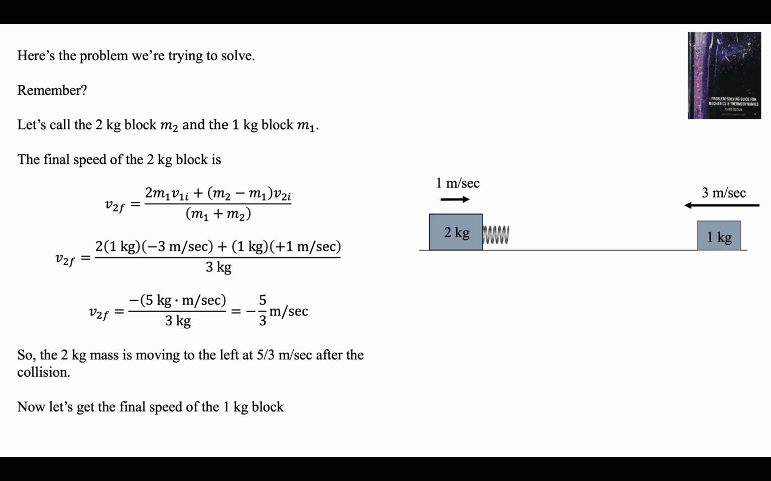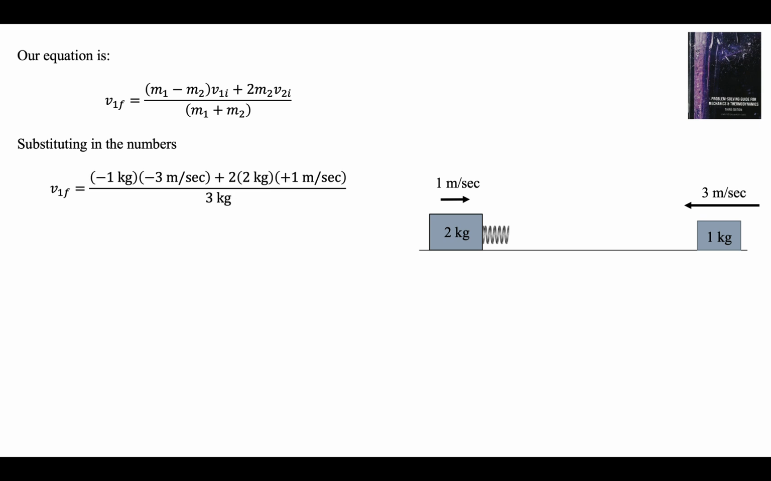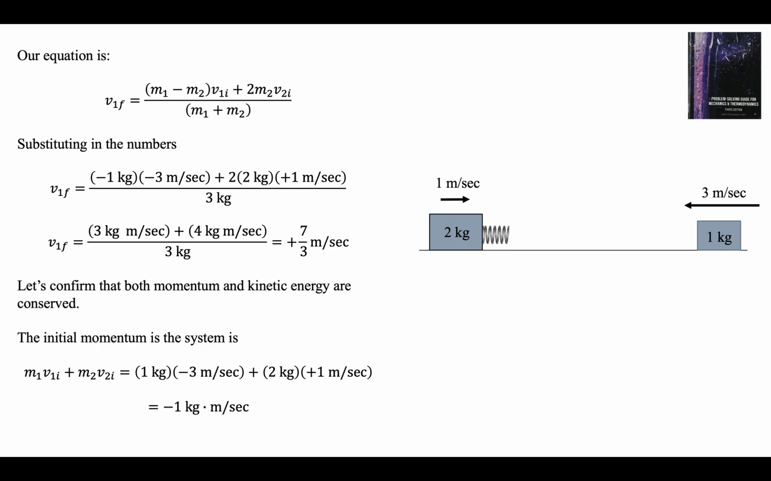Now the 1 kilogram block. Here's the equation. We can substitute in the numbers, and we get plus 2 1/3 meters per second, plus 7/3 meters per second. So the 1 kilogram block collides and bounces back. It's going to the right. Now let's confirm that both momentum and kinetic energy are conserved. The initial momentum in the system, we calculated this already. It's minus 1 kilogram meter per second.